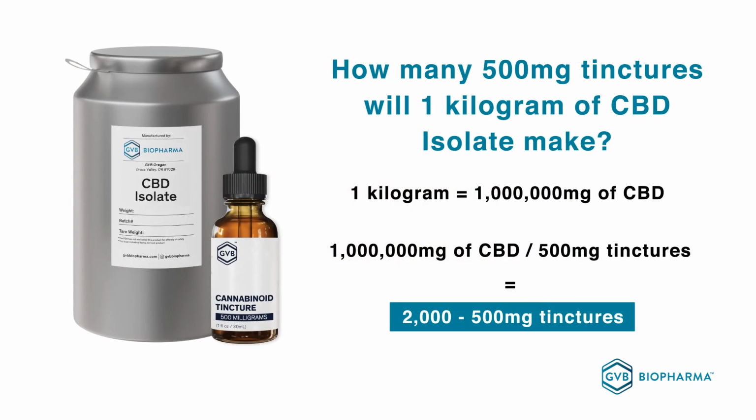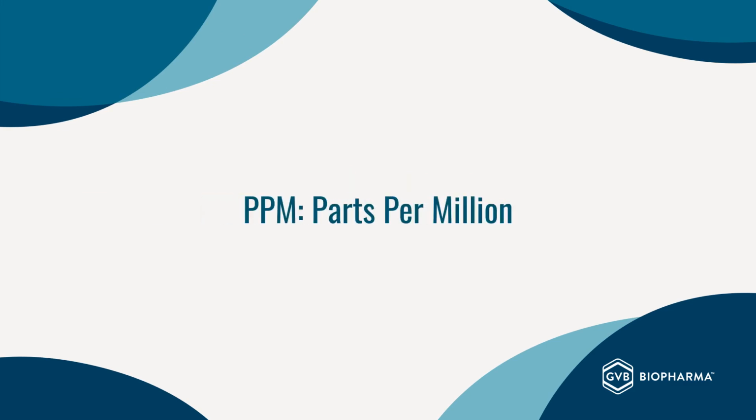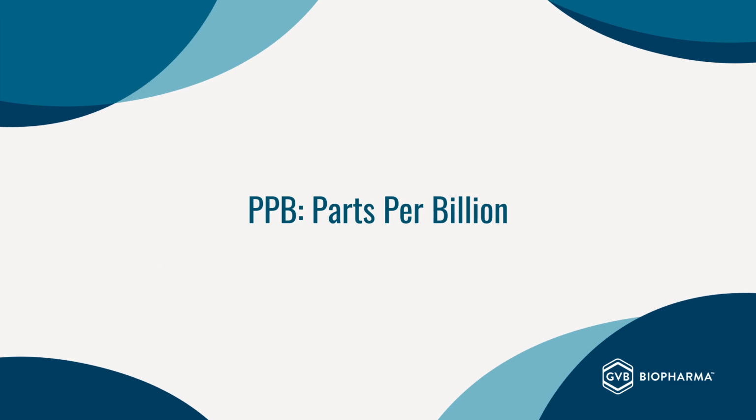For instance, if you purchase 1 kilo of CBD isolate and want to use it to formulate 500 milligram tinctures, you will be able to make roughly 2,000 milligram tinctures from the single kilo of isolate. Additional acronyms you may need to know. ppm stands for parts per million, and ppb is parts per billion.